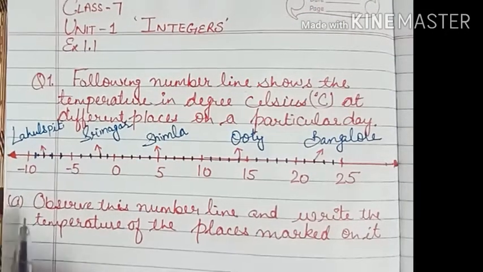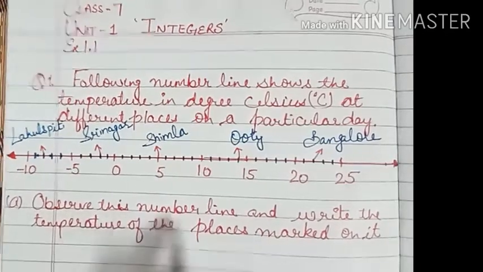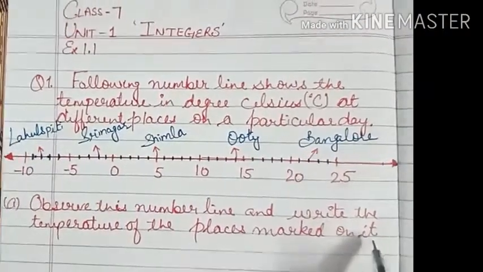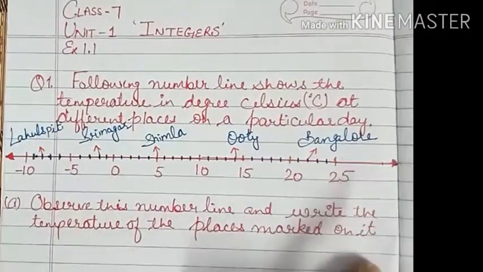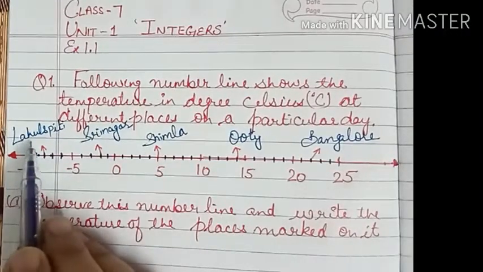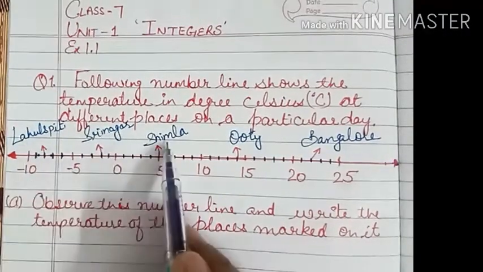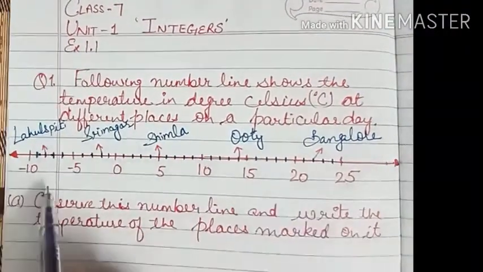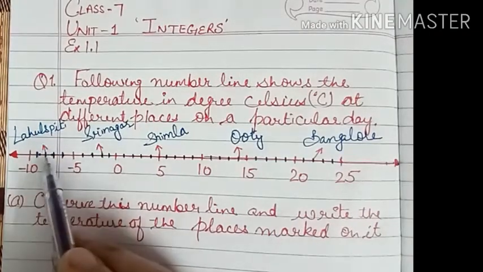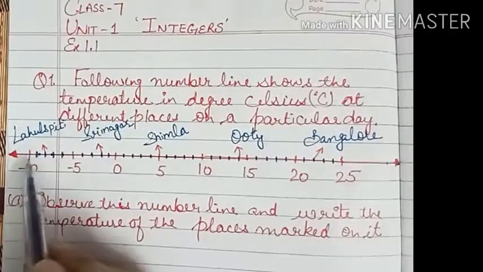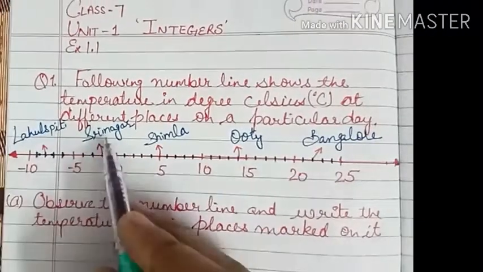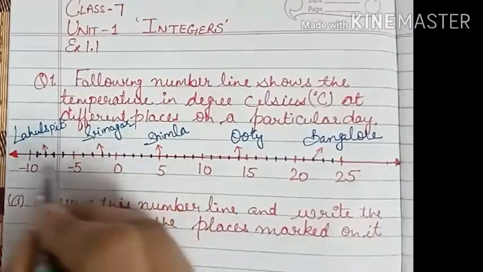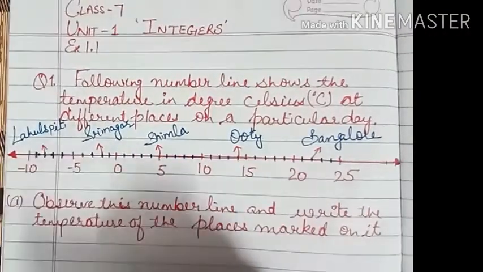So let us start. First part is given: observe this number line and write the temperature of the places marked on it. That means we are to write the temperature of Lahaul Spiti, Srinagar, Shimla, Ooty and Bangalore with the help of this number line. Now if you observe, Lahaul Spiti is marked here, but this integer we don't know. Same as Srinagar, that is also we don't know. So first of all we will write the integers of these marking points also.